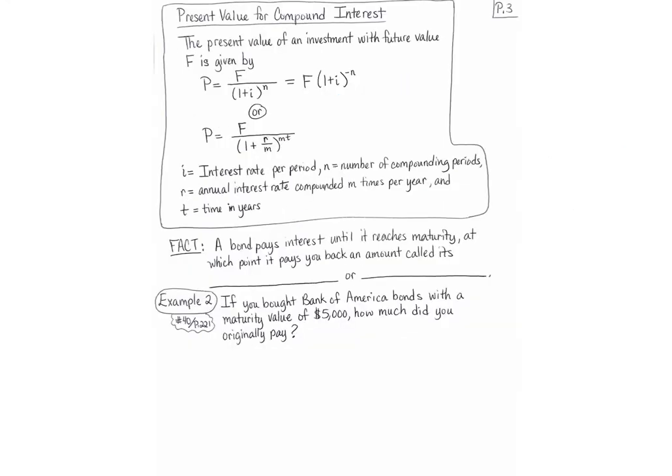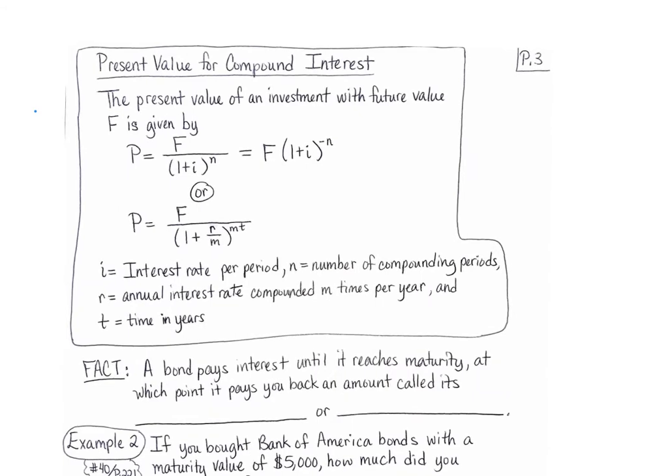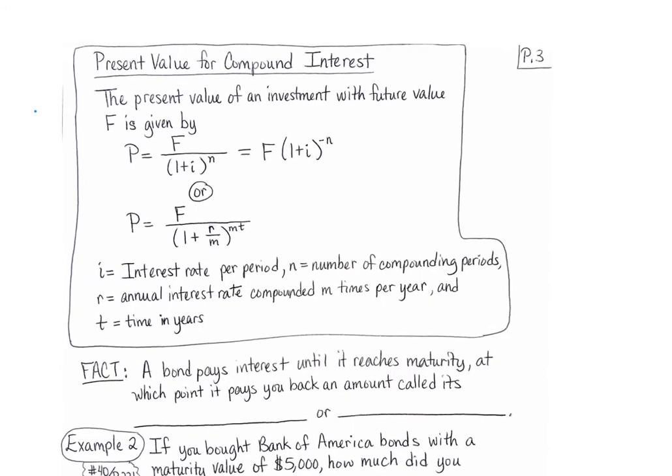So now let's talk about the present value for compound interest. The present value of an investment with future value F is given by P equals F divided by the quantity 1 plus I raised to the N, or F times the quantity 1 plus I raised to the negative N.